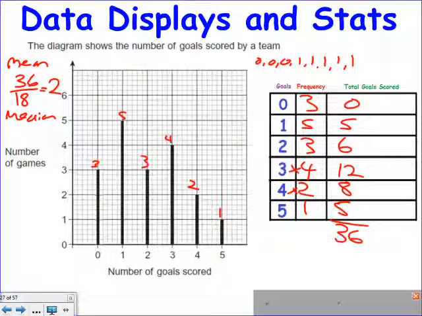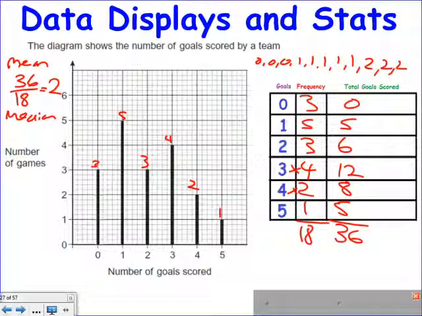Okay? So the middle of my data is how many games did I play? Well, I played 18 games. Yeah? That's what this column represents. 3, 5, 3, 4, 2. That frequency is the number of games. So I played in 18 games. And in those games I scored these goals. So it's telling me there are 3 zeros. There are 5 1s. There are 3 2s. Okay? 2, 2, 2. So this is shorthand for writing out all that data in longhand.